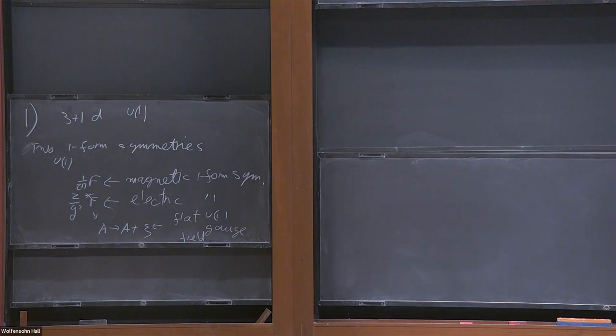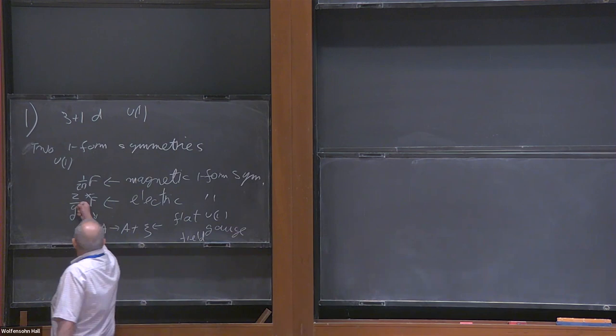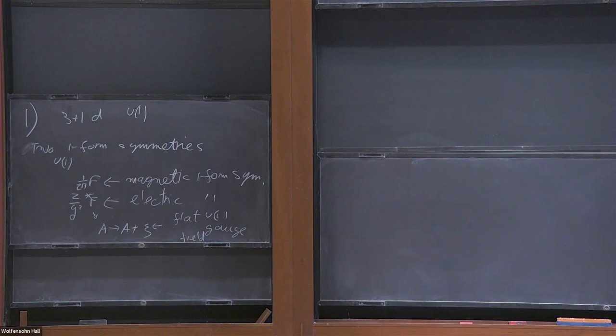The magnetic symmetry does not act in a simple way on A. But if you perform a duality transformation and you describe the gauge theory, same Maxwell theory, using not the photon field A, but another field, like the magnetic photon, then this one shifts the magnetic photon by a constant.